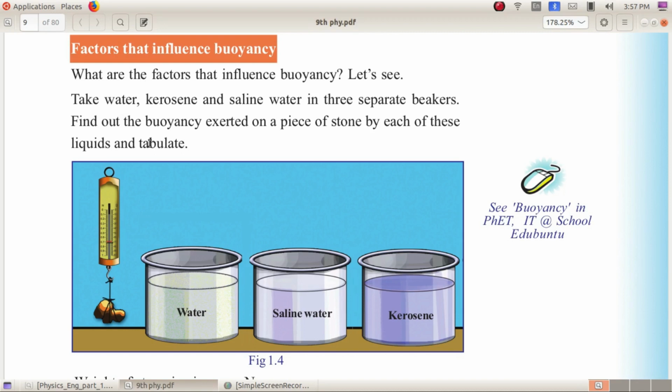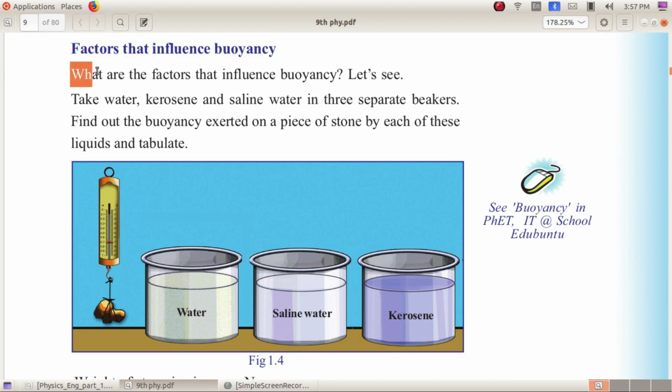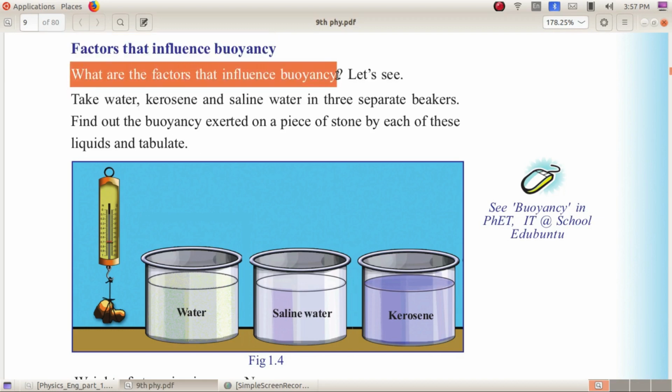Now there is another factor on which buoyancy depends. For that, here two blocks are given, iron block and copper block. These two have equal weight. That is, two blocks of equal weight. Weights are equal, but the materials are different. Also, their size is different. Their volume is different.